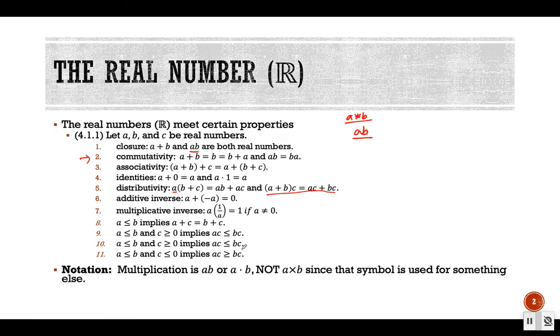All right. And if we add c on both sides, all right, then it will become, if we add the same number on both sides, then it will become same. All right, and for example, like here also. Okay, so these are the couple of properties that the real numbers meet.